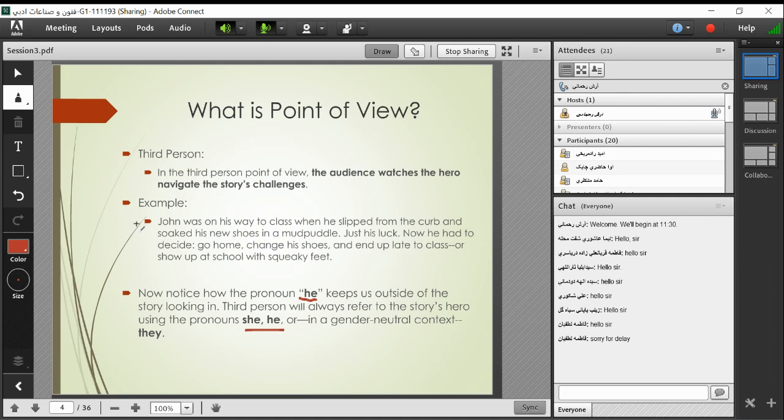If we read this example: John was on his way to class when he slipped from the curb and soaked his new shoes in a mud puddle. Sorry, just his luck. Now he had to decide: go home, change his shoes, and end up late to class, or show up at school with squeaky feet. So that's an example of a third person narration.